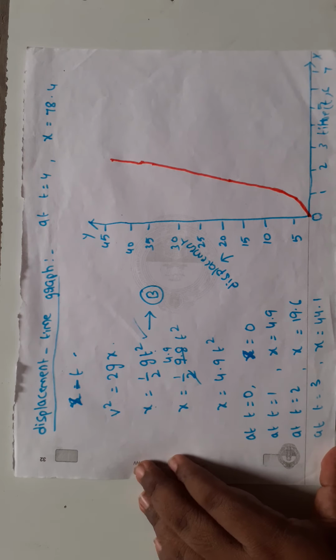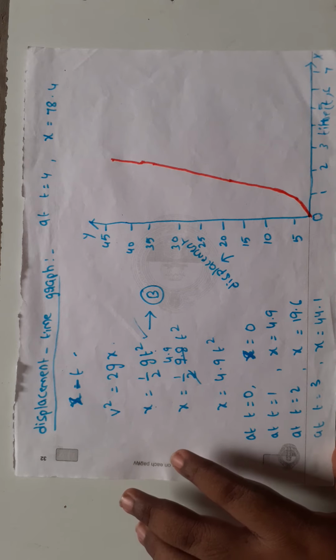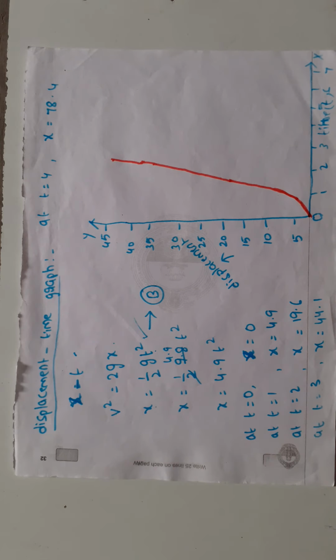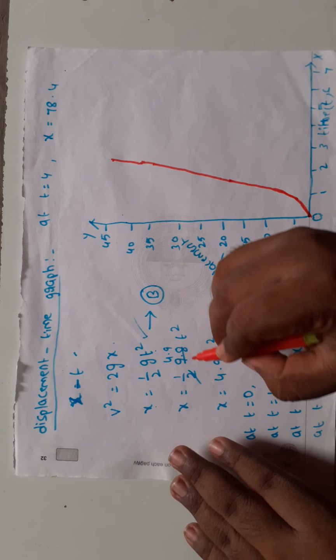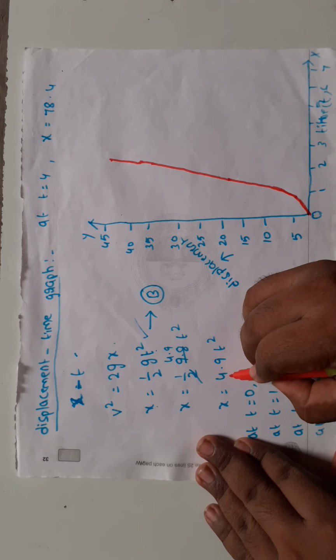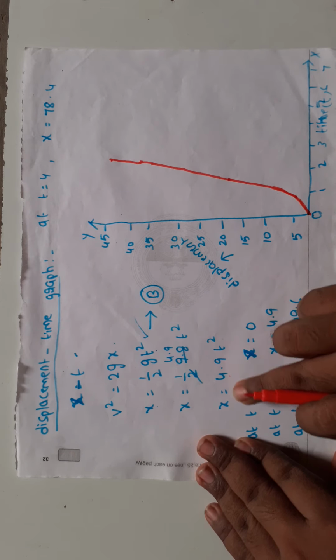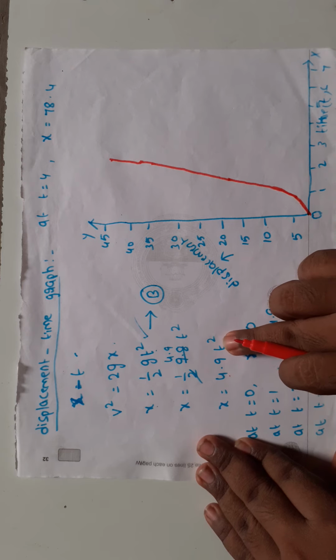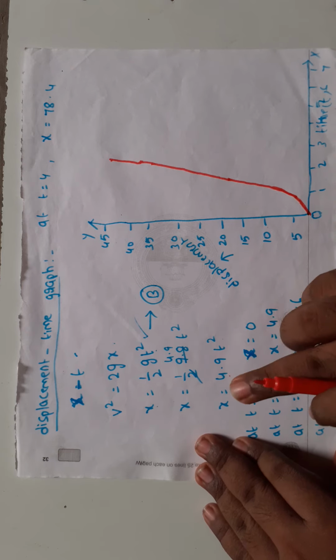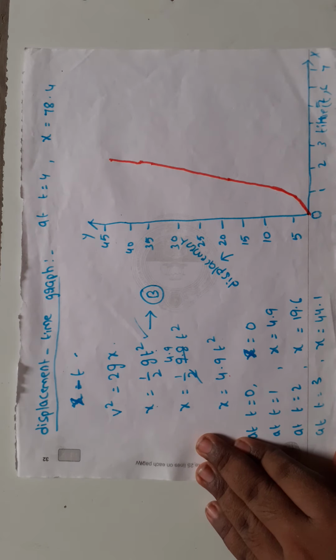Next, velocity versus time gives the straight line graph, and acceleration versus time graph shows the constant. These are the graphs. Here you have to observe one thing: x equal to 4.9 t square. Here 4.9 is constant. So here the equation is y equal to kx square. So y equal to kx square graph shows the curved line.